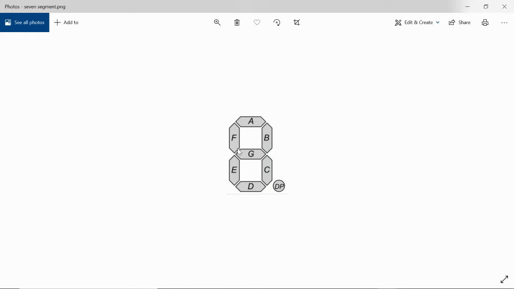Each of these segments actually has a name. If you look at a 7-segment display, 7 segment comes from 1, 2, 3, 4, 5, 6, 7. That's 7 segments. Each of these is just an LED. You can light them up by giving them a positive or a negative signal, depending on which type you get. They are named A, B, C, D, E, F, and G.